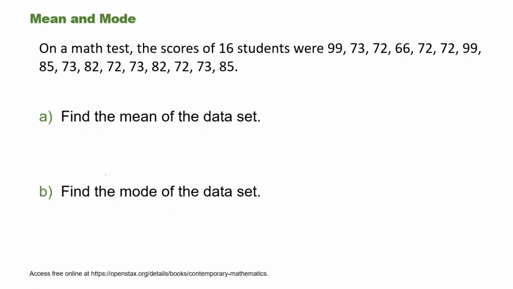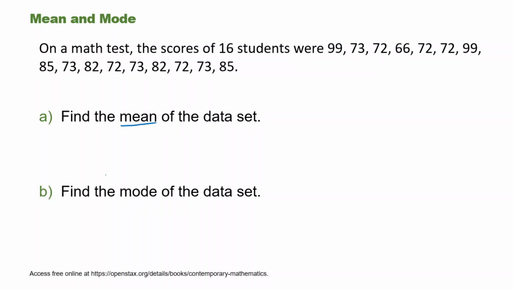Mean and mode. On a math test, the scores of 16 students were 99, 73, 72, 66, 72, 72, 99, 85, 73, 82, 72, 73, 82, 72, 73, and 85. Part A. Find the mean of the data set.